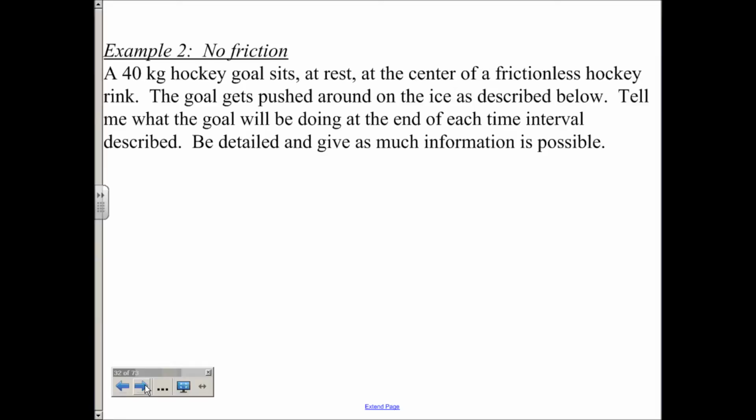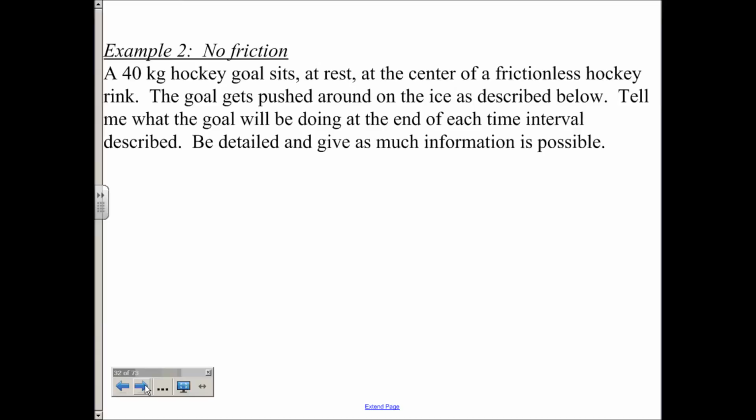And I think it's something you know, but I want to help you visualize it a little bit. All right, so what I want you to imagine is a 40-kilogram hockey goal sitting at rest at the center of a frictionless hockey rink. Remember, the goal in hockey, for those of you who don't know, is not attached to the ice. It's this metal goal that just sits there. It's not super heavy. I don't know how much they weigh, but it just sits there.